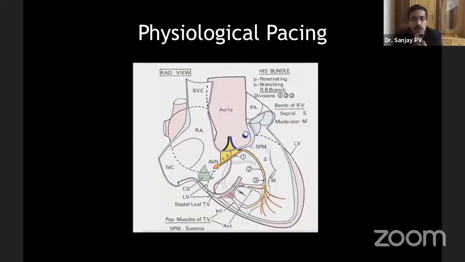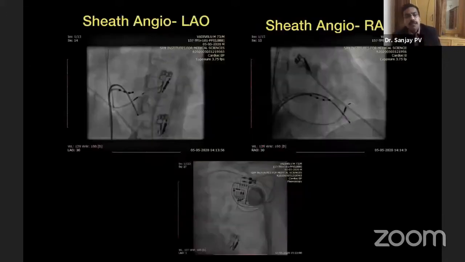Just a short note on physiological pacing. As we know, traditionally we put the RV pacing lead into the RV apex, and that has many disadvantages. You can have a pacing-induced LV dysfunction. So physiological pacing has come up in the fact that we can capture the conduction system and give the patient a normal physiological QRS. You can either capture the bundle of His, or you can capture the left bundle, the anterior, the posterior fascicle. So we took him up for conduction system pacing.